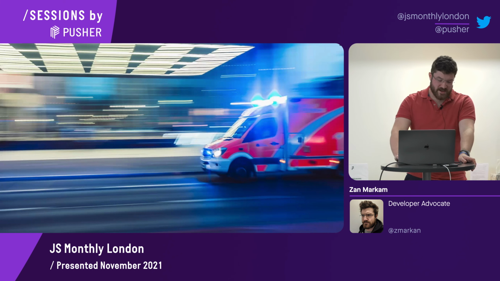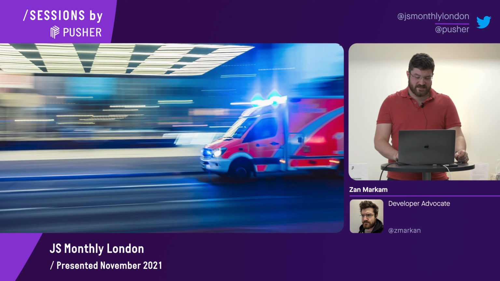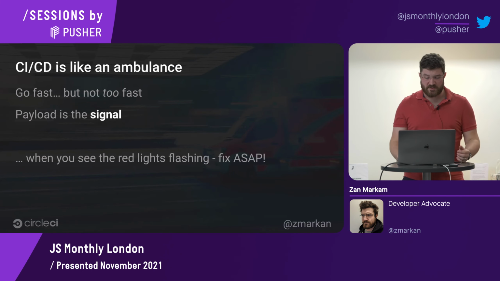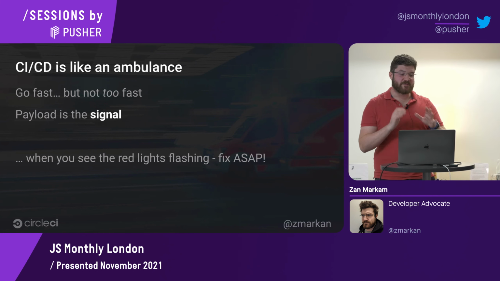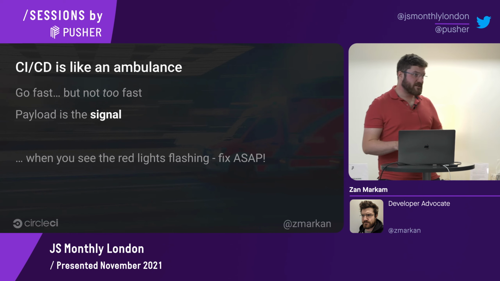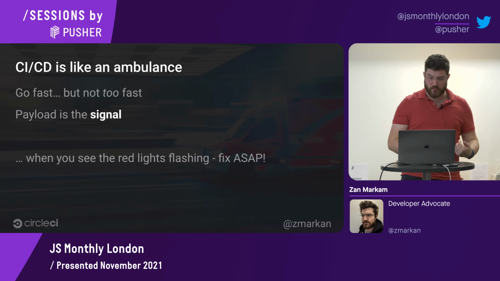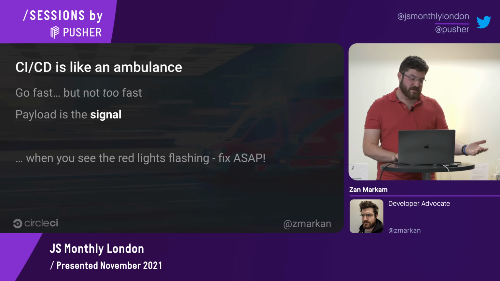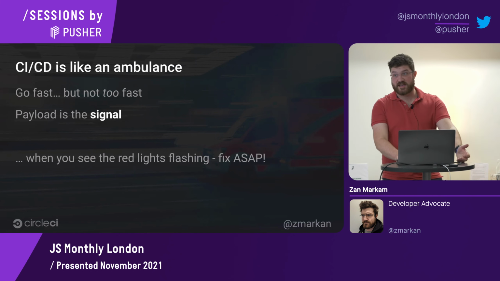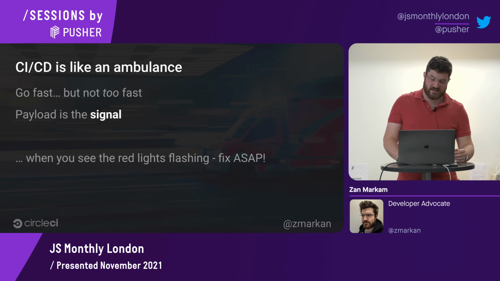But of course, I mentioned that it's a race in the beginning, but it's not really a race. CI/CD speed is to be seen more as an ambulance instead. So it should go as fast as possible, but still not too fast, because whatever payload it's carrying, all your test information, is the actual signal, because it's telling you how healthy your application is. So yeah, find the balance that works and go with it. And yes, of course, when you see the red lights flashing in your application, go fix it as fast as possible.